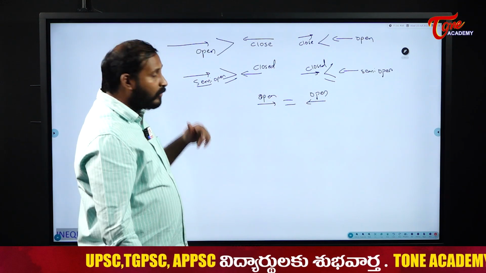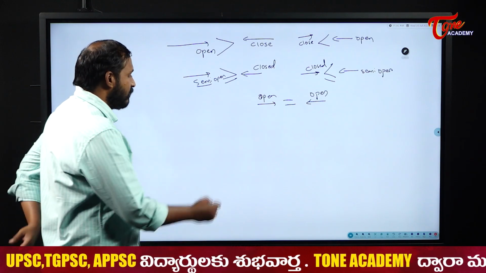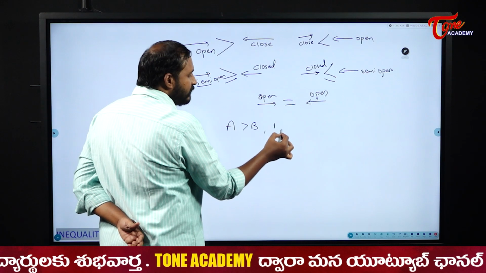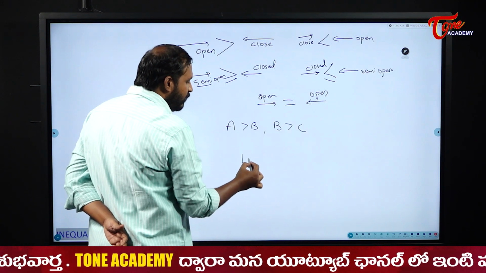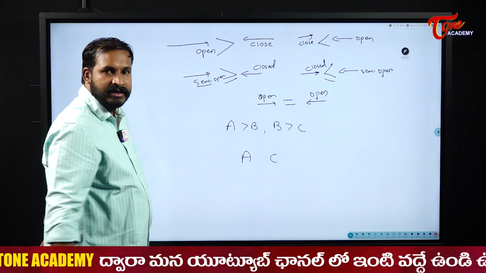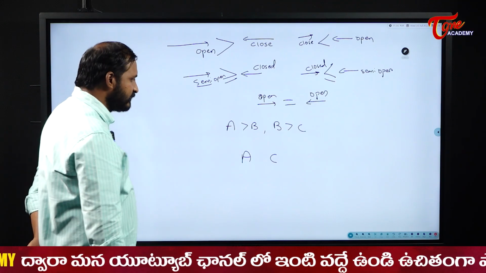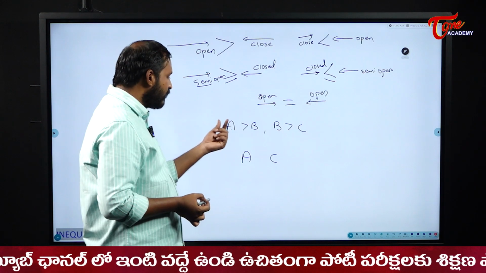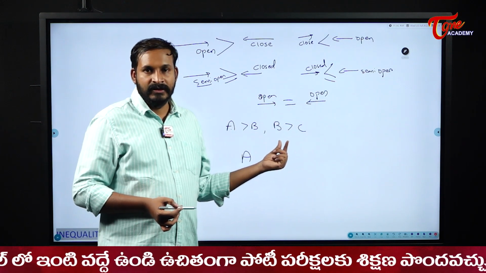Now come to our problem, the earlier problem which we have discussed, the example which I have taken. A is greater than B and B is greater than C. Now if I want to write the relation between A and C, from where do I need to travel to where, which variable? From A I need to travel to C.